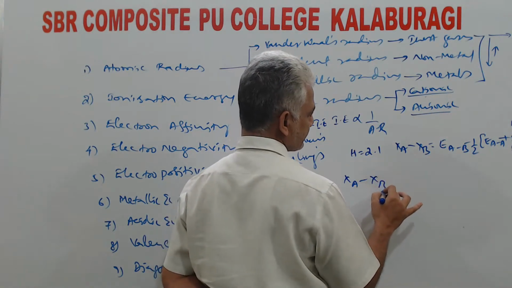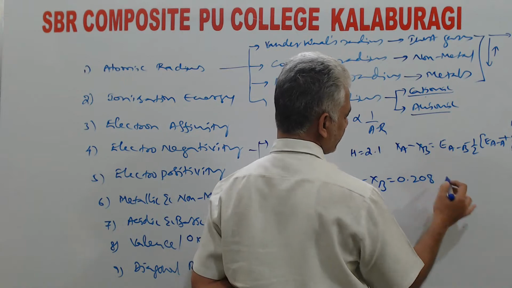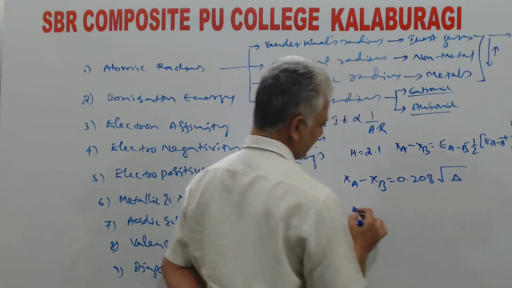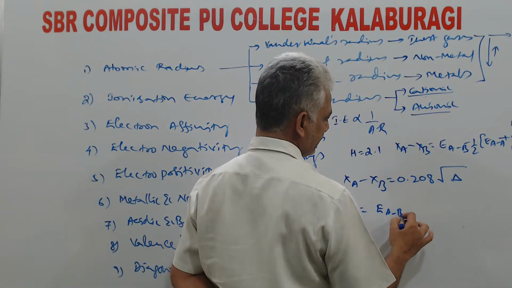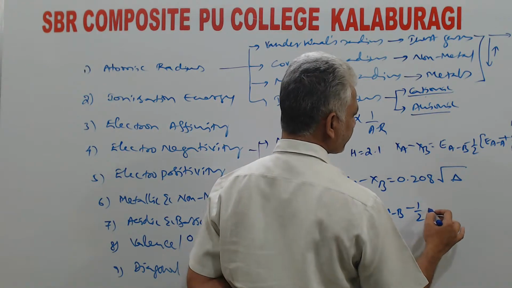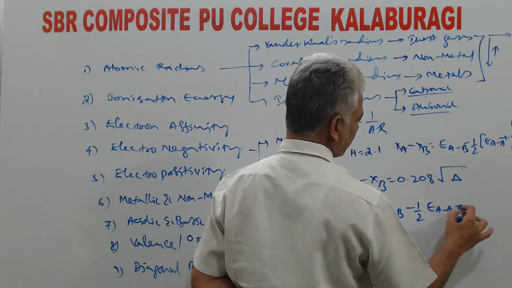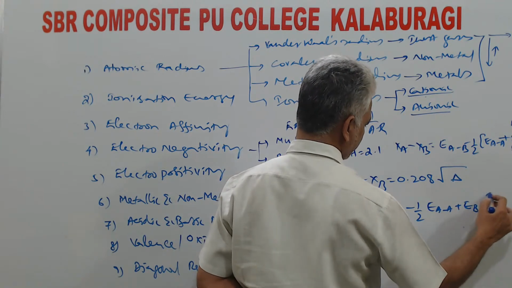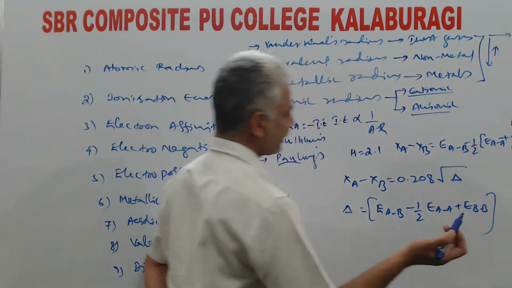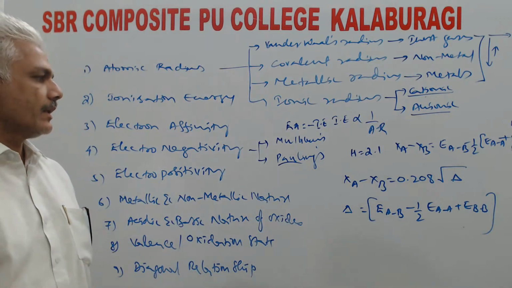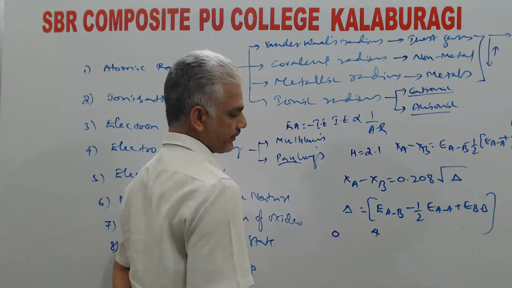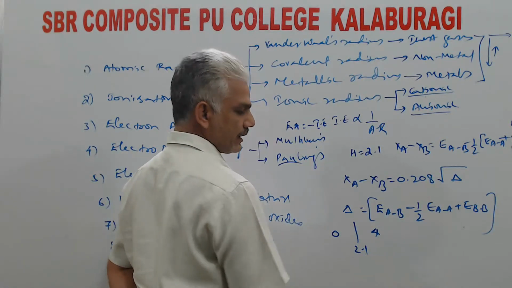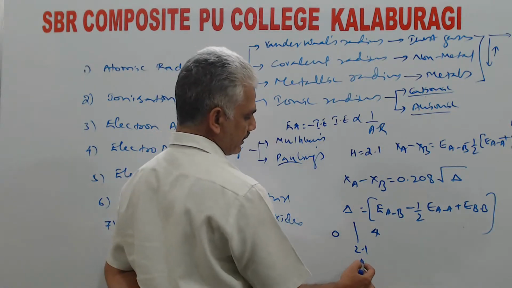Xa minus Xb is equal to 0.208 into square root of delta. In place of delta, you can make use of this relation: EAB minus half of EAA plus EBB. So, the range of Pauling's scale is from 0 to 4, midpoint being taken as 2.1.